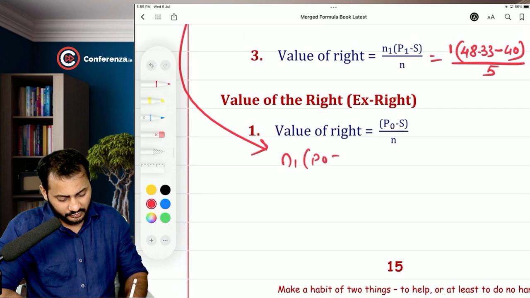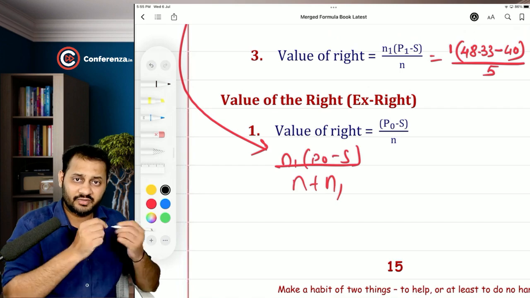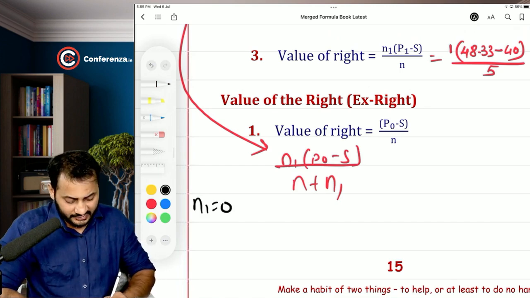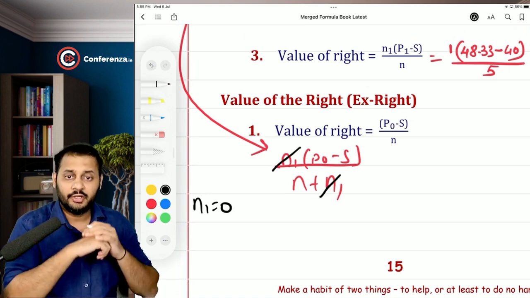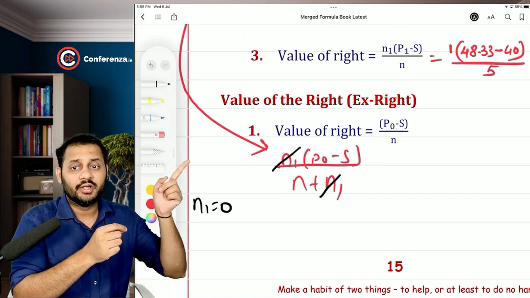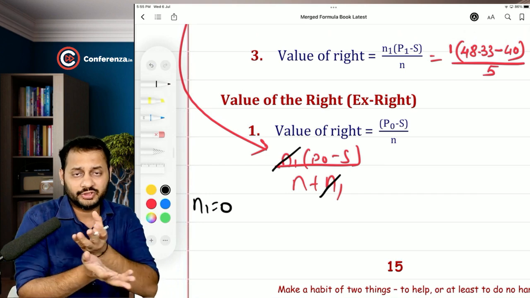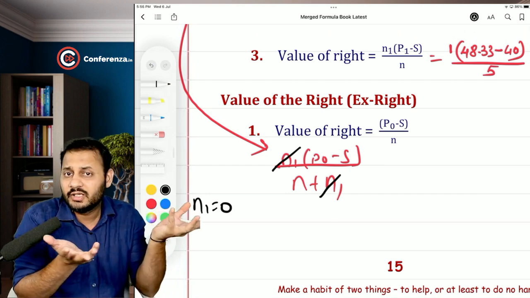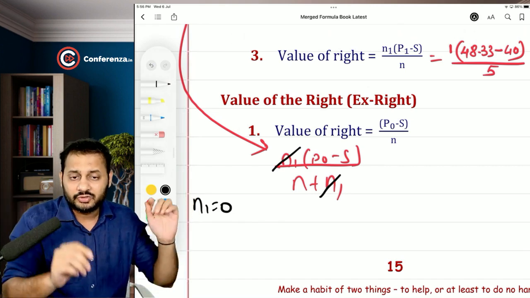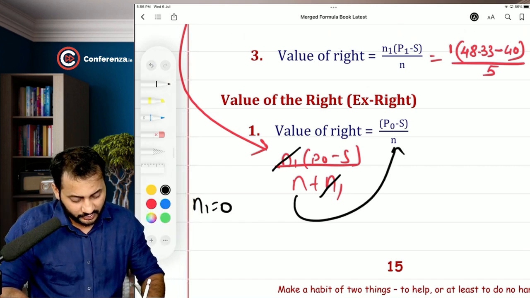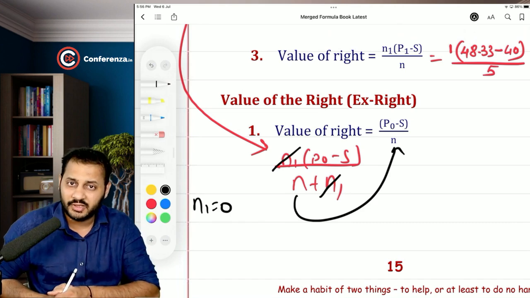N1 P0 minus S divided by N plus N1. But the main problem is that after the ex-right date, N1 is 0. No new rights are given. So 0, 0. You cannot put 0 in the numerator. Mathematically it will go wrong, because the entire numerator will become 0. So remove it from the formula directly. So the ultimate formula will be the same, P0 minus S by N.